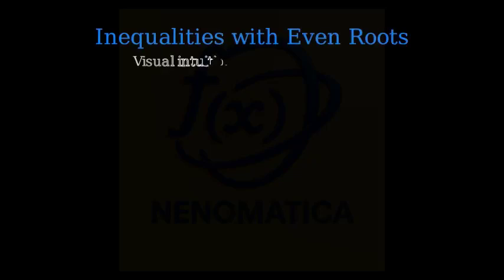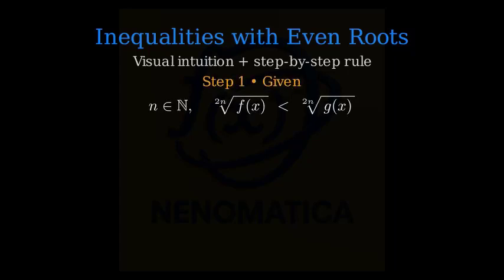In this lesson, we will decode an important rule for inequalities with even roots. The idea appears as a short line in many textbooks, but we will make it visual and intuitive. Step 1. Here is the given condition. For a natural number n, the 2nth root of f of x is less than the 2nth root of g of x. We will keep everything symbolic at first.